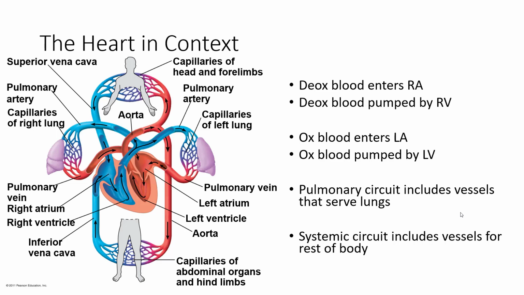It goes from the left atrium to the left ventricle, and that oxygenated blood is then pumped from the left ventricle out to the systemic circuit, which is the vessels for the parts of the body that are not lungs, specifically. Well, pretty much everything there. These are the different circuits of the body and puts the heart in a context showing why there is deoxygenated blood and why there is oxygenated blood.